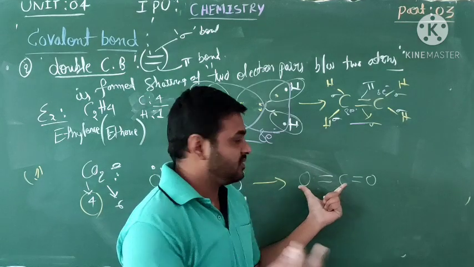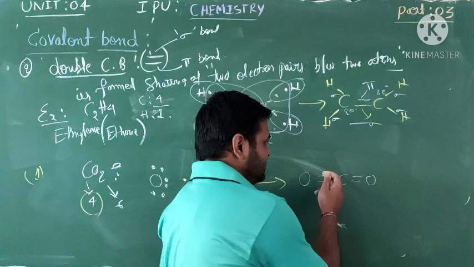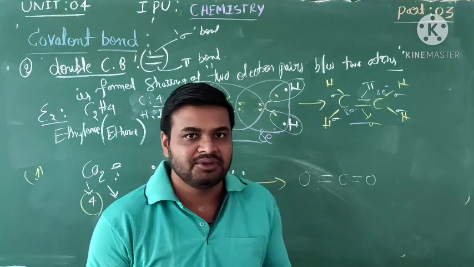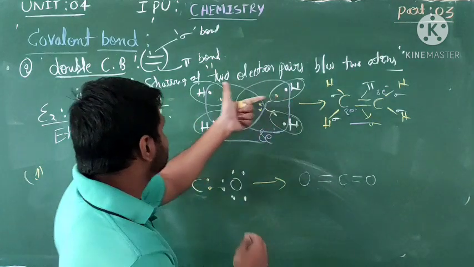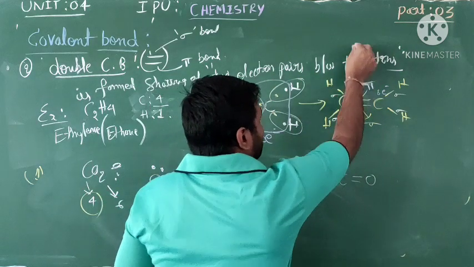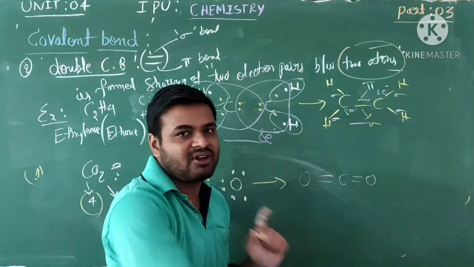Okay, you did not confuse. Here is 1, 2, 3, 4. 4 bonds are there. We represent only the double bond. The definition is the formation or sharing of 2 electron pairs between only 2 atoms. We consider only the 2 atoms, not all the molecule.